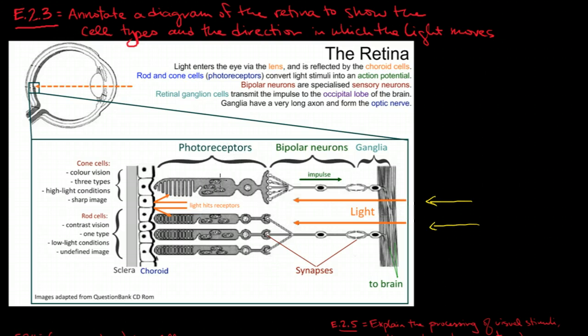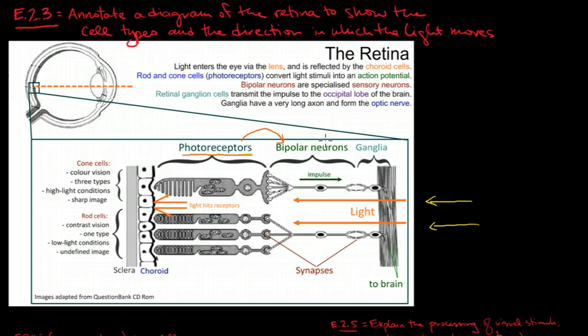So these rods and cones, these are cones up here and these are rods. These are the photoreceptors that we just talked about in E.2.1. These photoreceptors create a synapse with the bipolar neurons. These bipolar neurons, notice that with a cone, can actually make several different connections, different synapses, but each cone is only going to one bipolar neuron, as opposed to the rod cells in which several rod cells can actually join with a synapse.